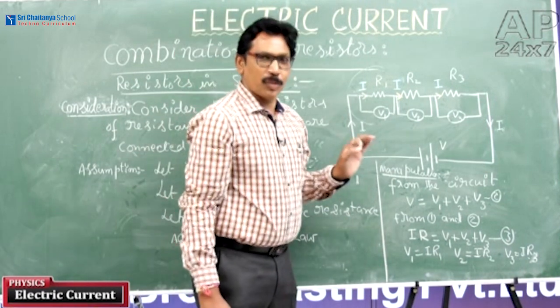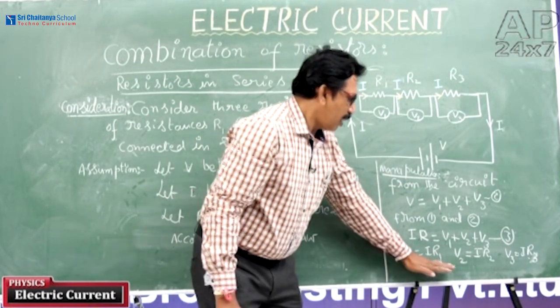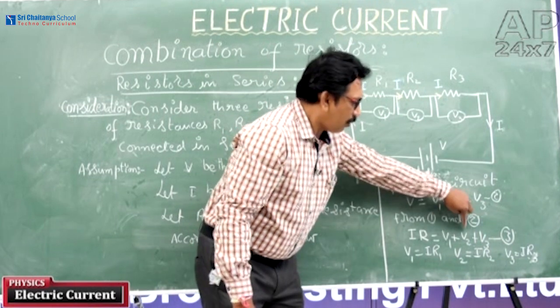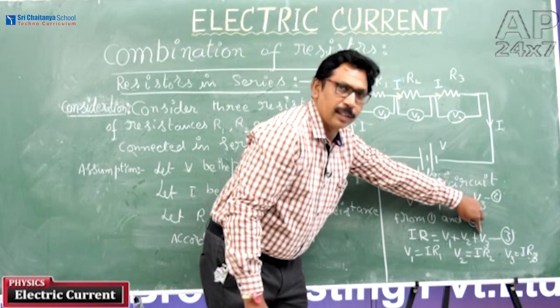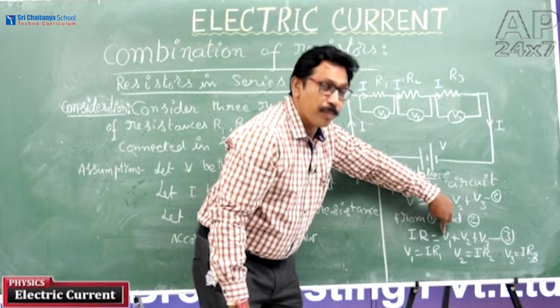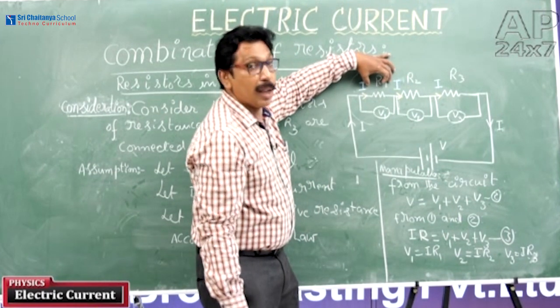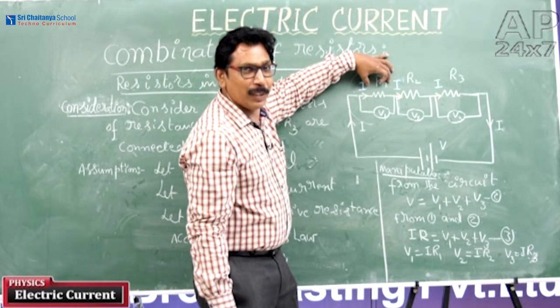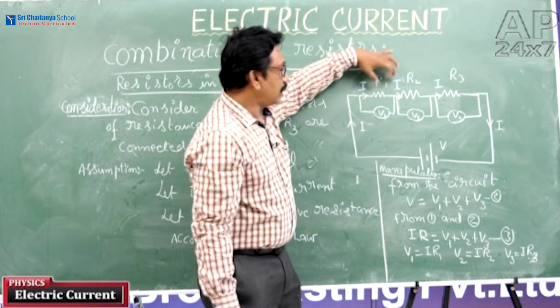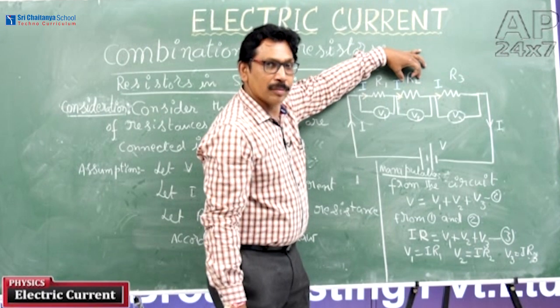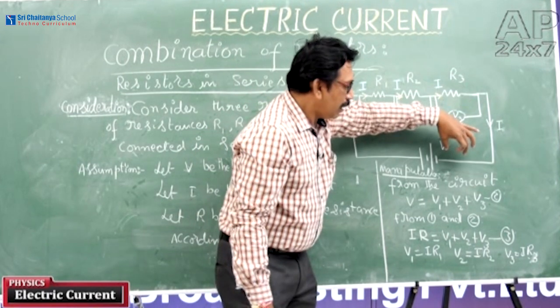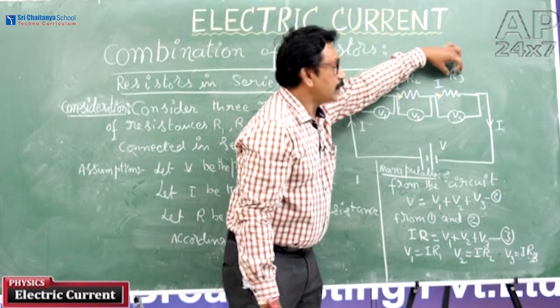So far, so good. Now here, what is V1? What is V2? What is V3? What is V1 here? It is the potential drop across R1. Come on, say what is V2? Potential drop across R2. Then what is V3? Potential drop across R3.